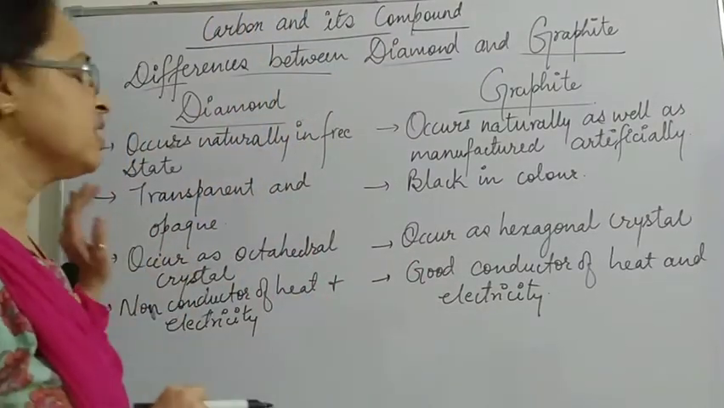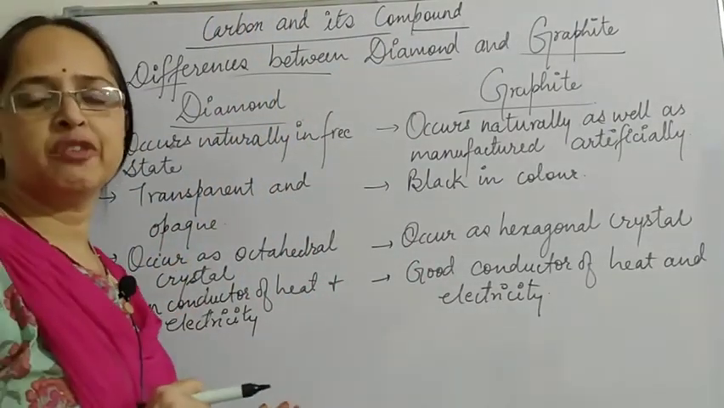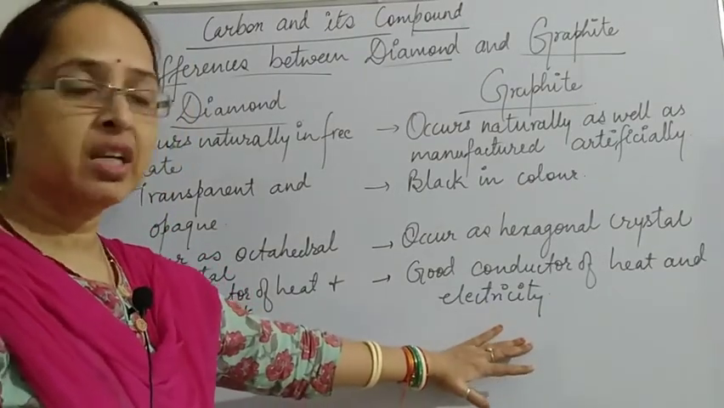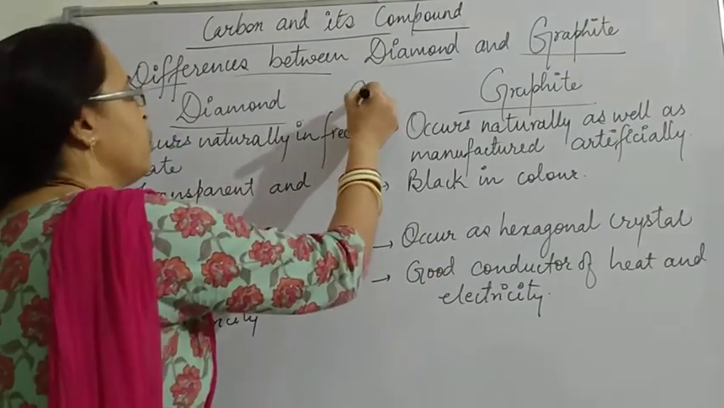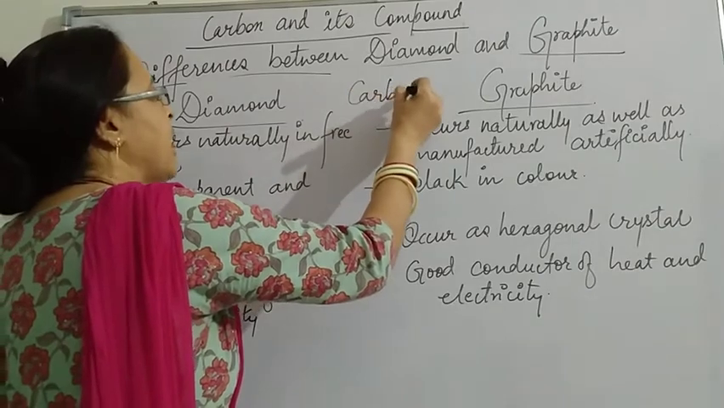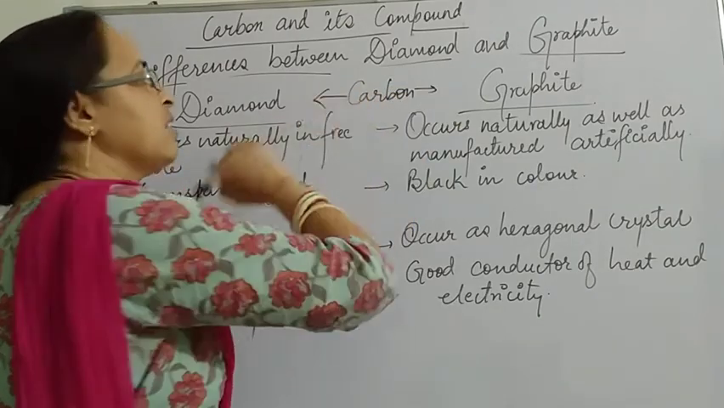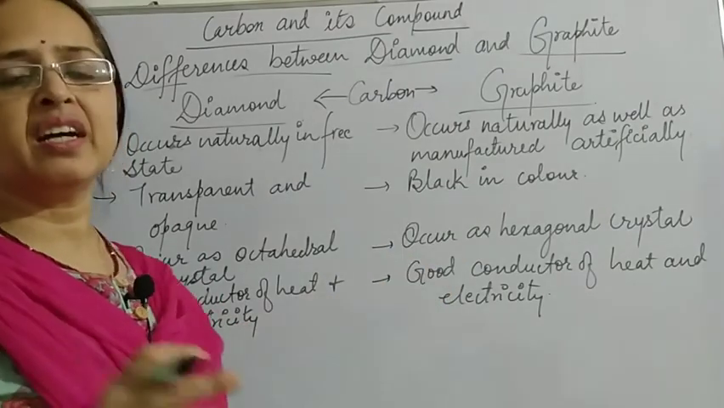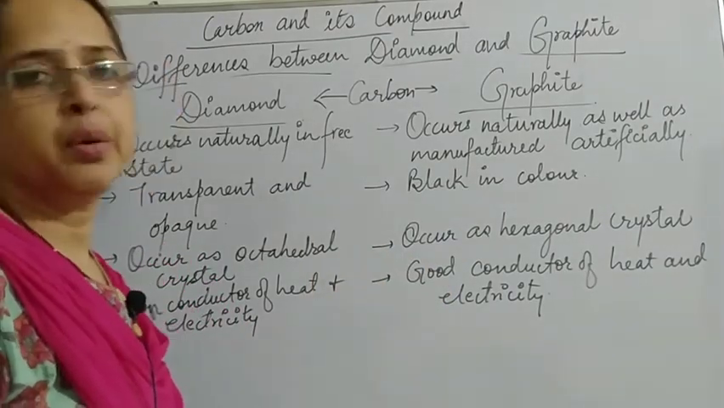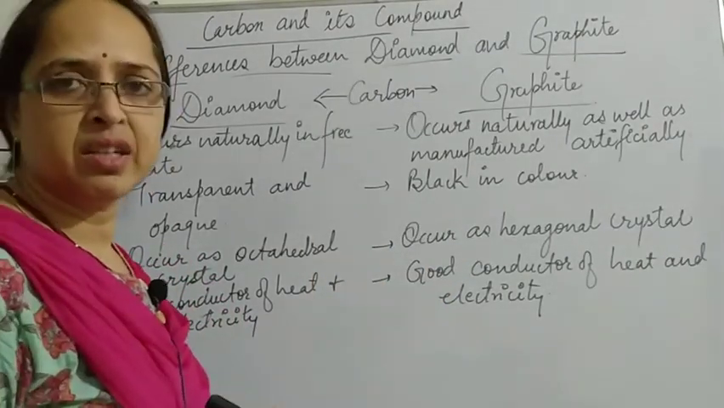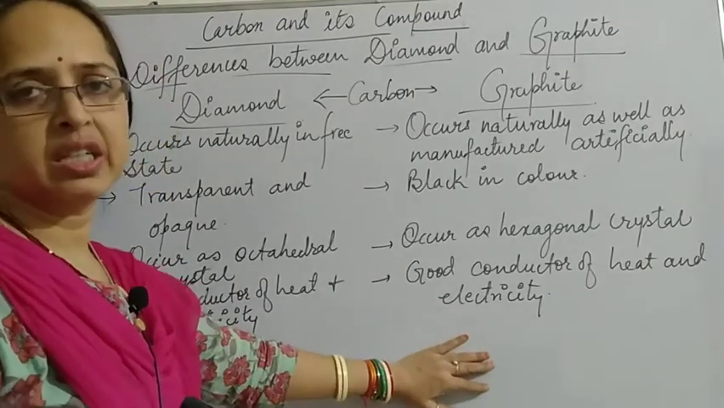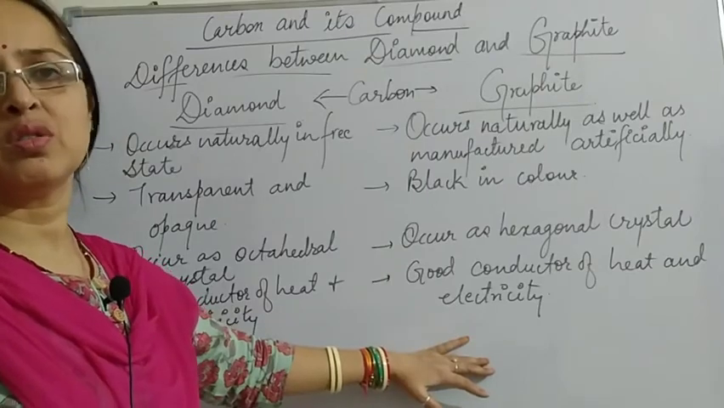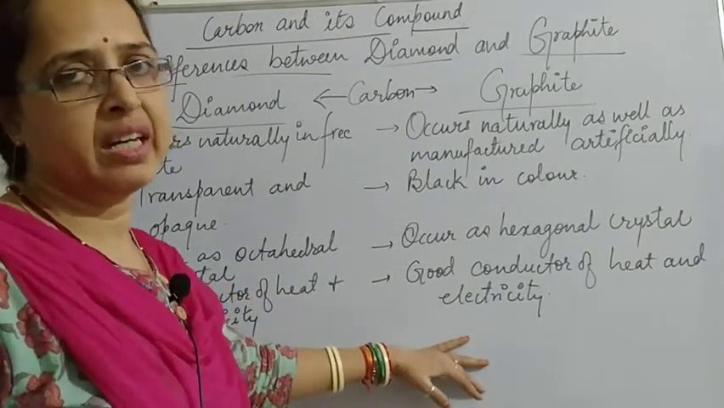Now what is the reason behind diamond being a poor conductor of heat and electricity, and graphite being a good conductor of electricity, though both are made up of carbon? Diamond is made up of carbon and graphite is also made up of carbon, and these two forms are completely different from each other. One is a bad conductor of electricity and the other is a good conductor. This is just because of the presence or absence of a free electron.